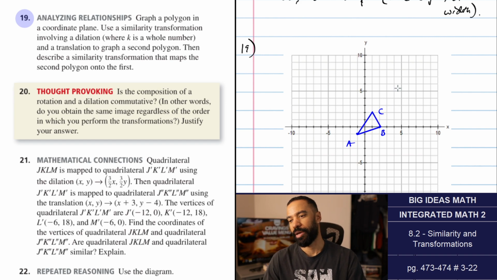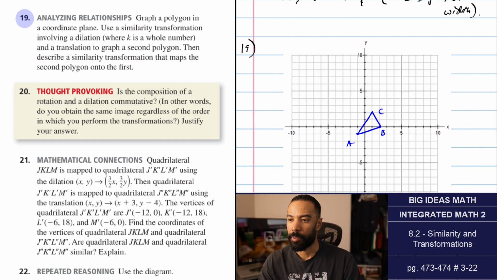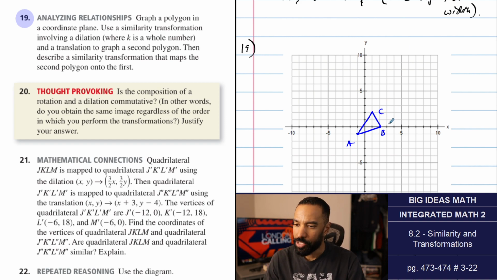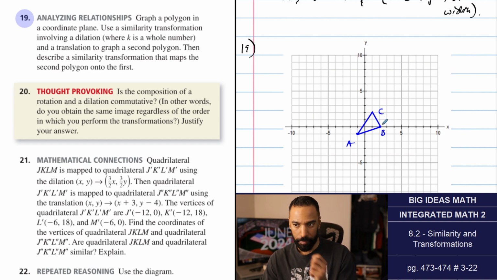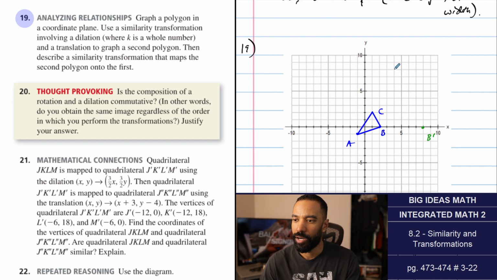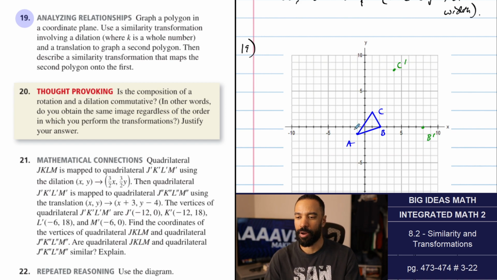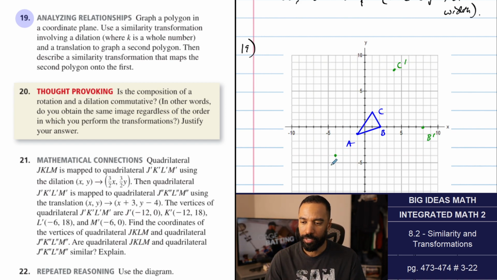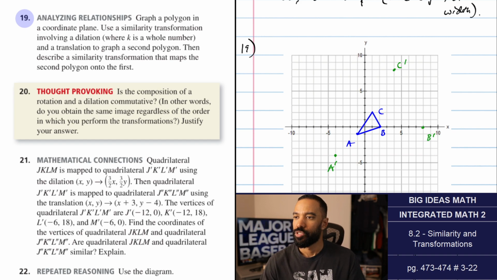Let's dilate it by a scale factor of 3. So I'm going to triple everything. Actually, can I fit 4? Let's do 4. So 4 times bigger. B prime is going to be at 8, 0. C prime is going to be at 4, 8. And A prime is going to be at -4, -4. Okay, so there's the first part.